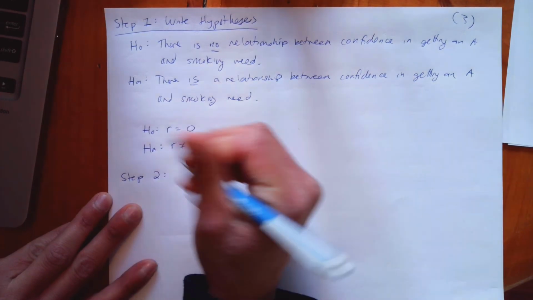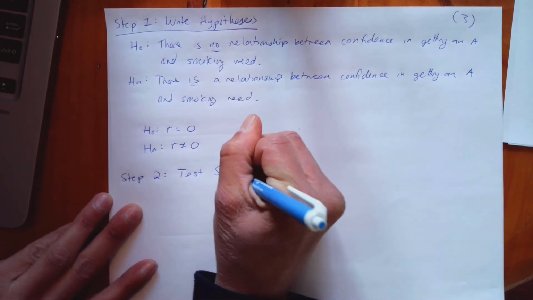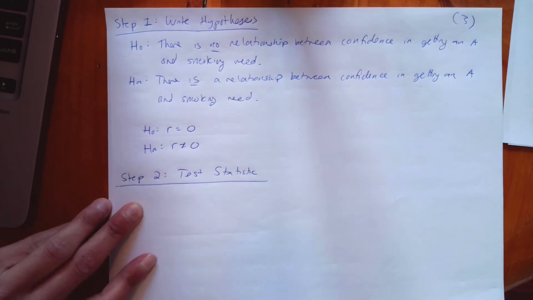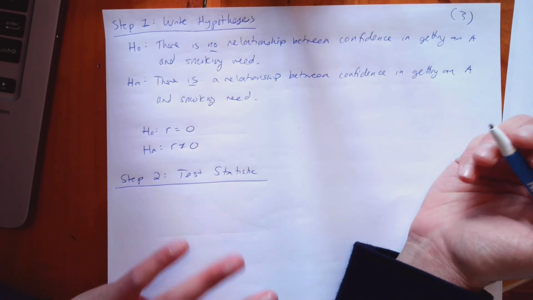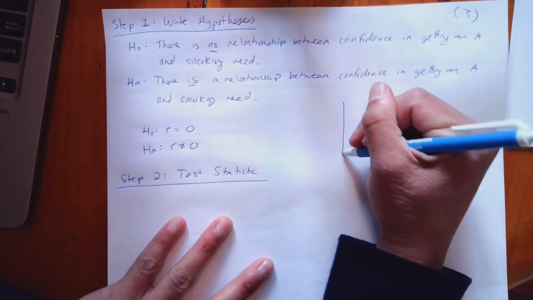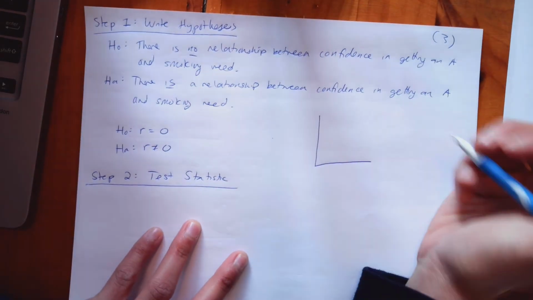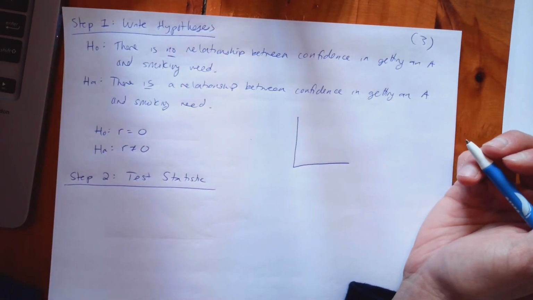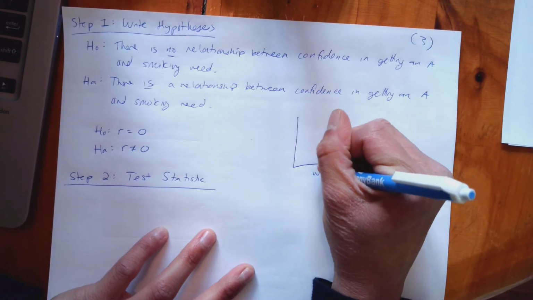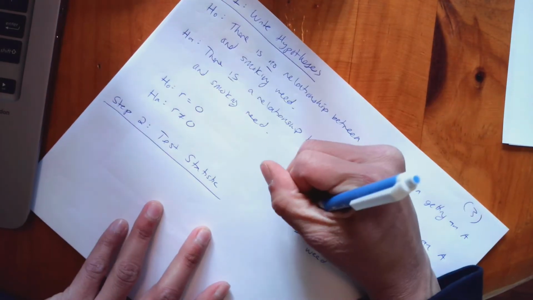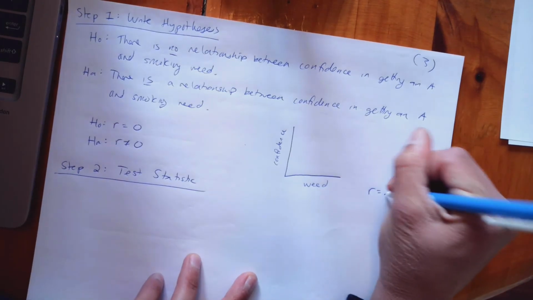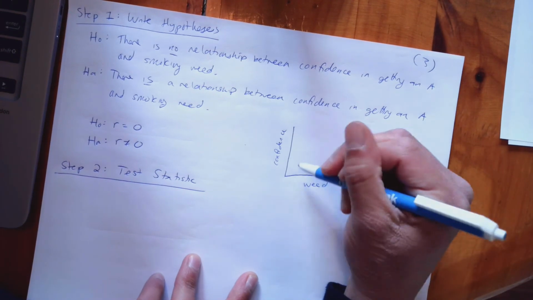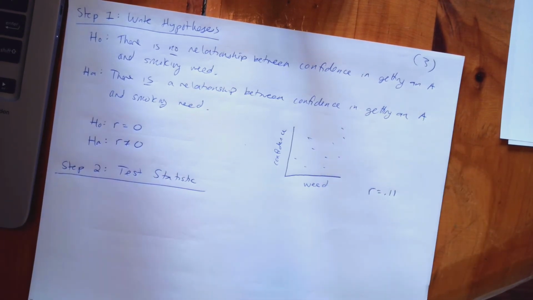So step two is the test statistic step. So as I mentioned before, in a correlation hypothesis test, your test statistic is actually that R value. So in this case, our R value describes the relationship between smoking weed and confidence in getting an A in our sample, where we had an R value of 0.11. So, and this is sort of a dramatization of it, because you saw what the actual graph looked like, but we had this weak positive relationship in our sample.